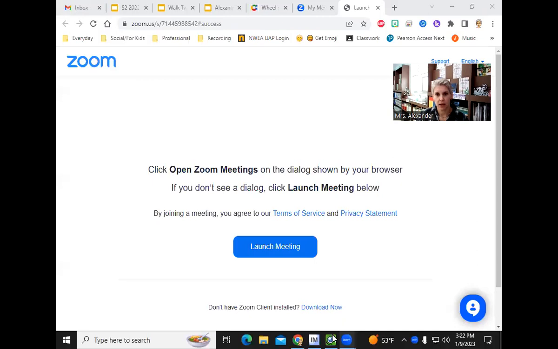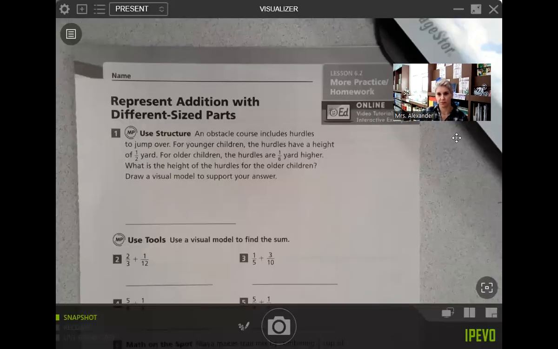Here we are, ready to start lesson 6-2. So module 6, lesson 2 of our more practice and homework book. It is P51. So let's share the screen and have a go at this work.